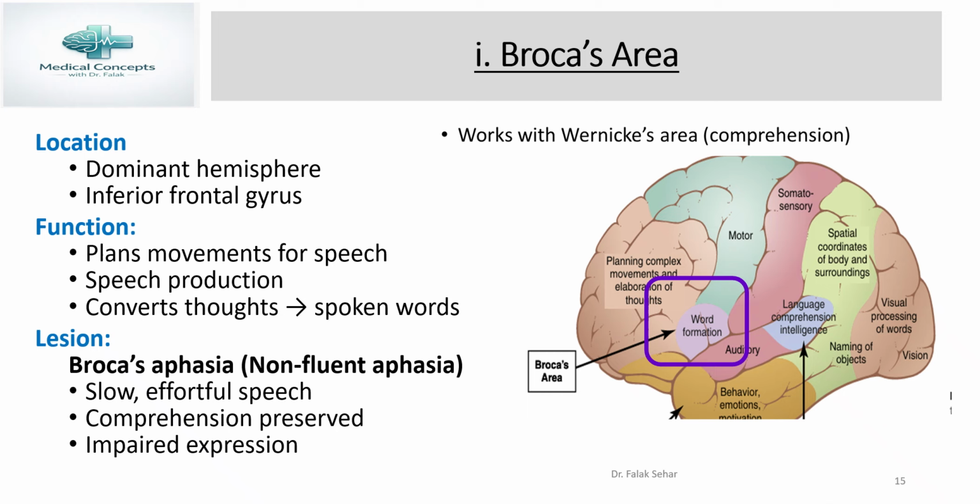Clinically, damage to Broca's area causes non-fluent aphasia, where speech becomes slow and effortful, but comprehension is relatively preserved. Remember, what was the fluent aphasia? Yes, it was because of damage to Wernicke's area, while Broca's aphasia is a non-fluent aphasia.